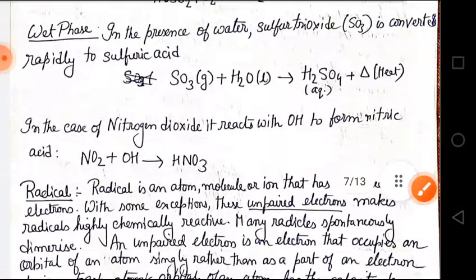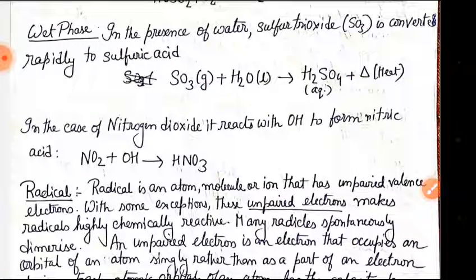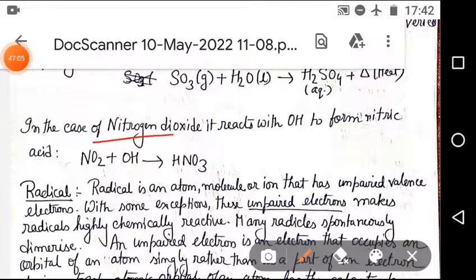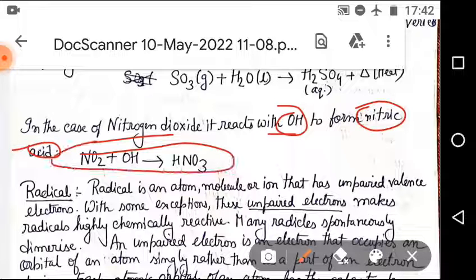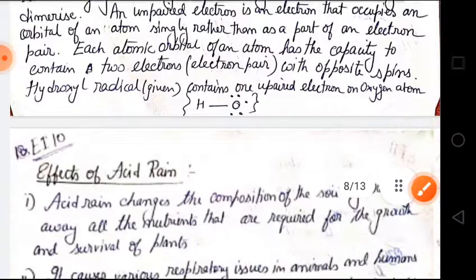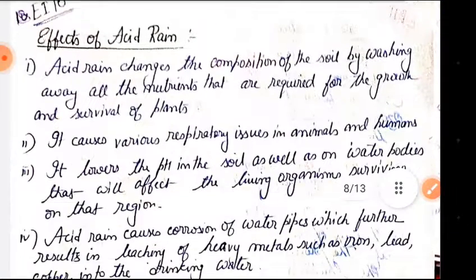Similarly, in the case of nitrogen, nitrogen reacts with oxygen to form nitrogen dioxide, and that nitrogen dioxide reacts with the hydroxyl radical to form nitric acid, and this nitric acid is also an acid which interacts with the water. Now, what are the effects of acid rain? Let us see.